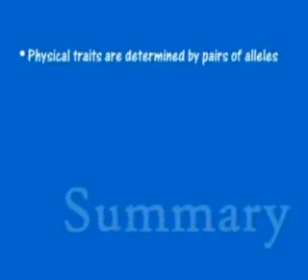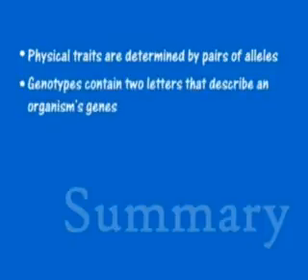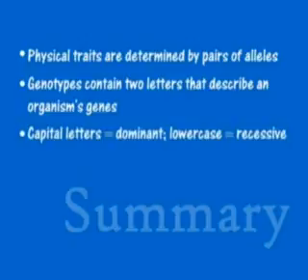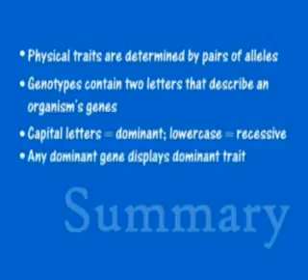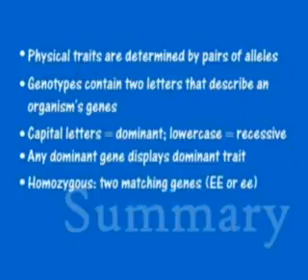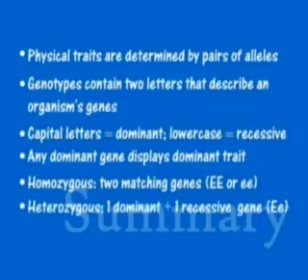In conclusion, physical traits are determined by pairs of genes called alleles. Genotypes are symbols containing 2 letters that describe an organism's genes. Capital letters in a genotype represent dominant genes, and lowercase letters represent recessive genes. If a genotype contains a dominant gene, the dominant trait is always displayed. A homozygous genotype has matching genes, either 2 dominant or 2 recessive genes in the same pair, and a heterozygous genotype contains 1 dominant and 1 recessive gene.